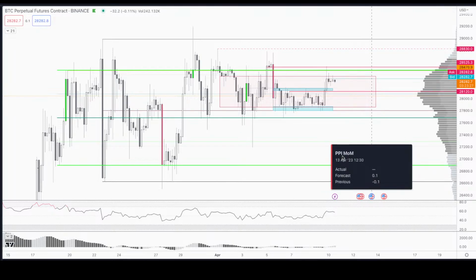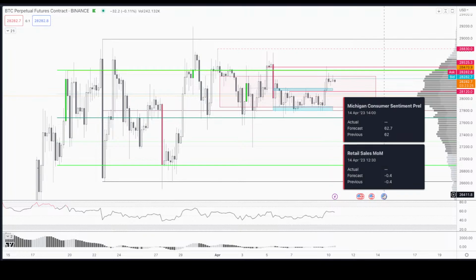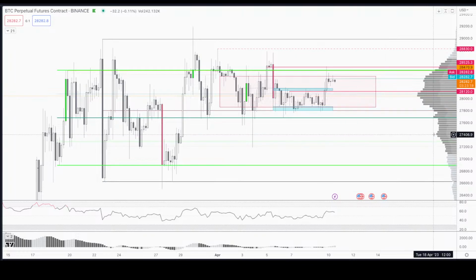And then we have PPI, and then we have retail sales, then consumer sentiment. But these two are very important.